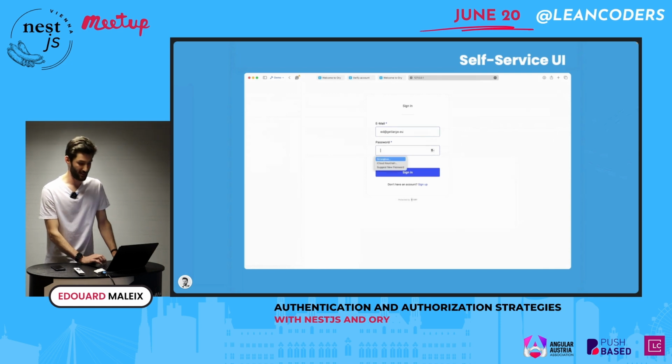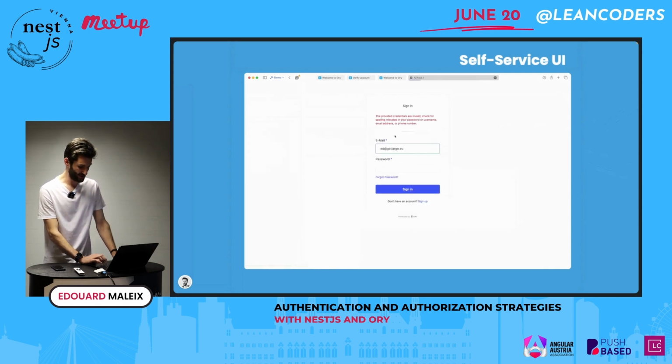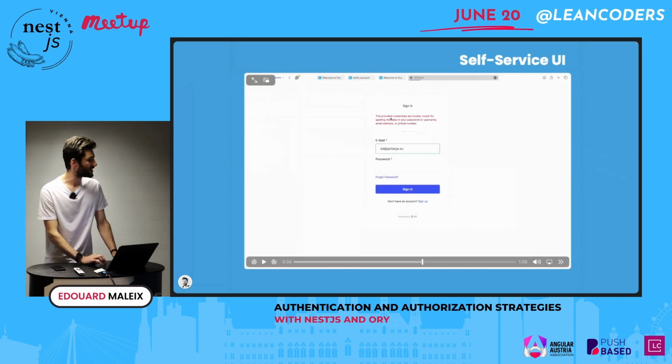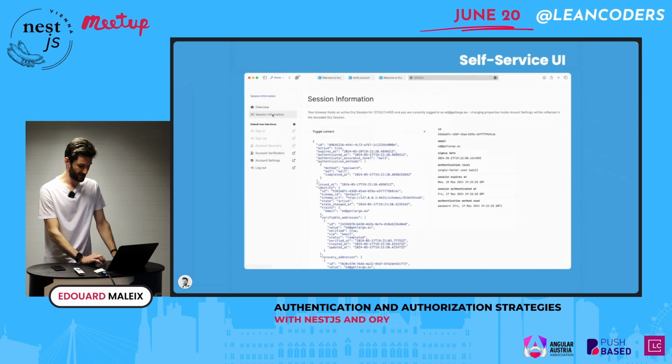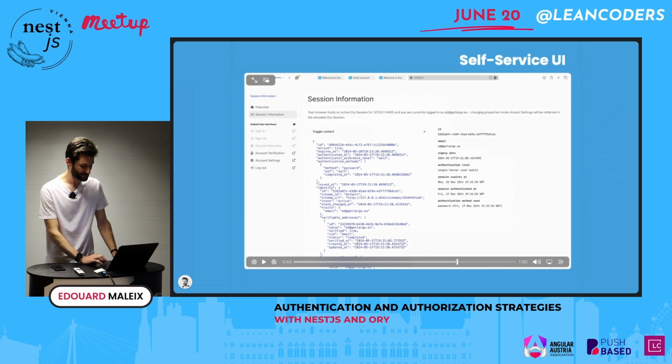Let's try a failed attempt and see how that looks. Okay, we have the error here correctly rendered at the top of our form. Now let's try with a correct credential. Should work. Very good. Now, let's dissect a little bit what a session looks like in ORY. So you can see that you have all those properties, including the most interesting one, the session. But also some interesting parts are the authentication methods and the authenticator assurance level.